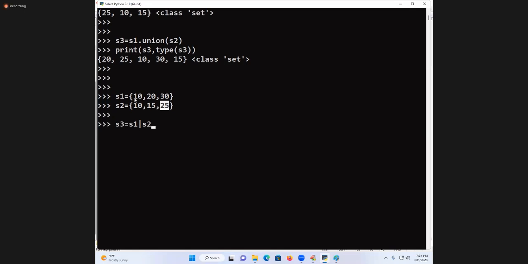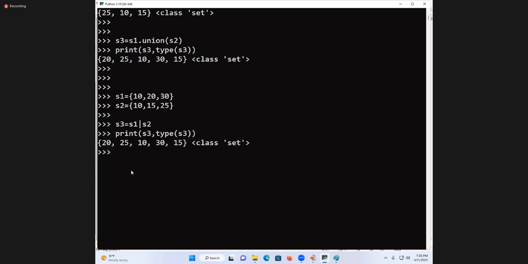25. 1 with 10. 1, 0. 1. 15 with 20. 1 or 0? 1. 25 with 30. 1 or 0? 25 also added to whom? That is the story inside. S3 comma what? Type of S3. The answer is like this. Are you following?